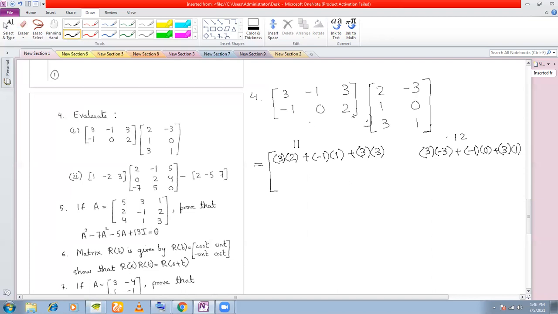right? Next, you multiply the second row with the first column. So you write it in the 2 1 position. This is the 2 1 position. You write it here. So second row with the first column. Second row -1 into 2 plus 0 into 1 plus 2 into 3. Finished. Now we multiply the second row with the second column. Write it in the 2, 2 position because we are multiplying second row, second column. So this is -1 into -3 plus 0 into 0 plus 2 into 1.